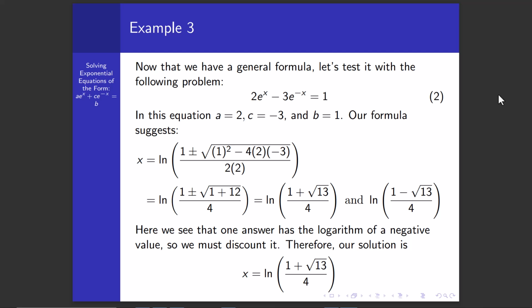But the square root of 13 is between 3 and 4. And that means that 1 minus that is a negative value. And the natural log of a negative value doesn't exist as a real number. So the only candidate we have is going to be the natural log of 1 plus the square root of 13 over 4. If you put this value into the equation, you will see that this value checks.